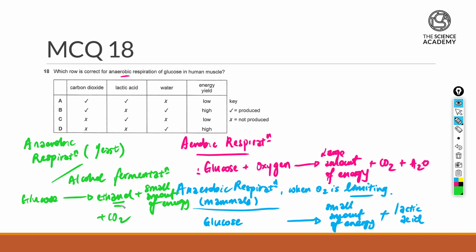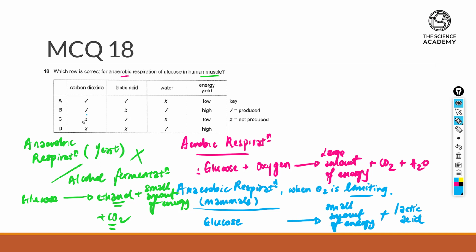Ethanol is used for the production of alcohol, and the CO2 gas produced is often used in creating an aerated product, particularly in the production of champagne or the making of bread. But in this case, we're talking about human muscles, so the yeast equivalent of anaerobic respiration is unnecessary. So carbon dioxide being produced is not going to be the case here.